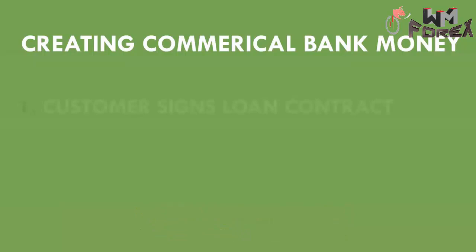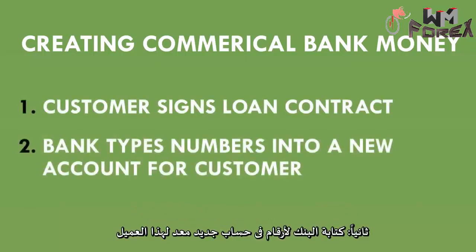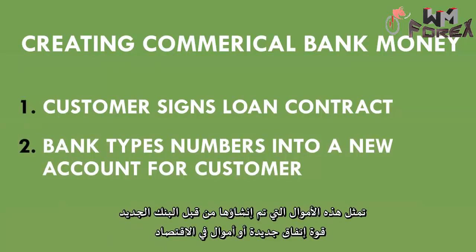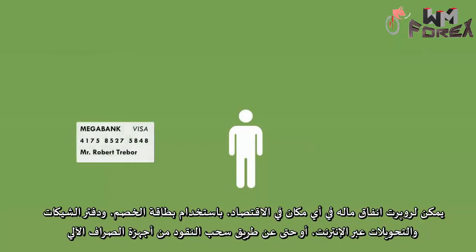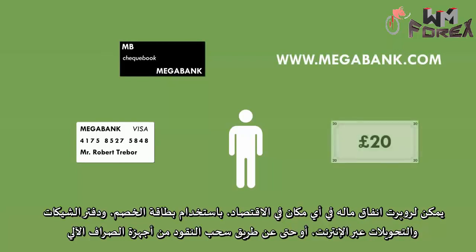So the process of creating commercial bank money, that's the money that the general public use, is as simple as 1. A customer signing a loan contract, and 2. The bank typing numbers into a new account set up for that customer. This new bank-created money represents new spending power or money in the economy. Robert can now go and spend his money anywhere in the economy using his debit card, checkbook, internet banking transfers, or even by taking cash out of an ATM.